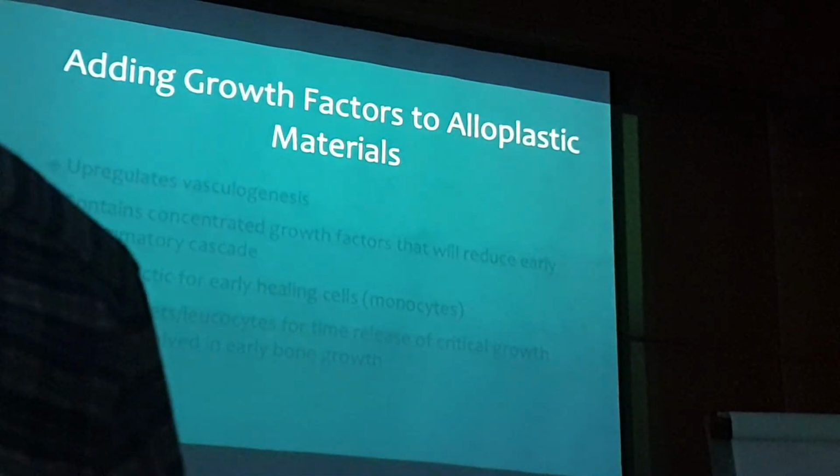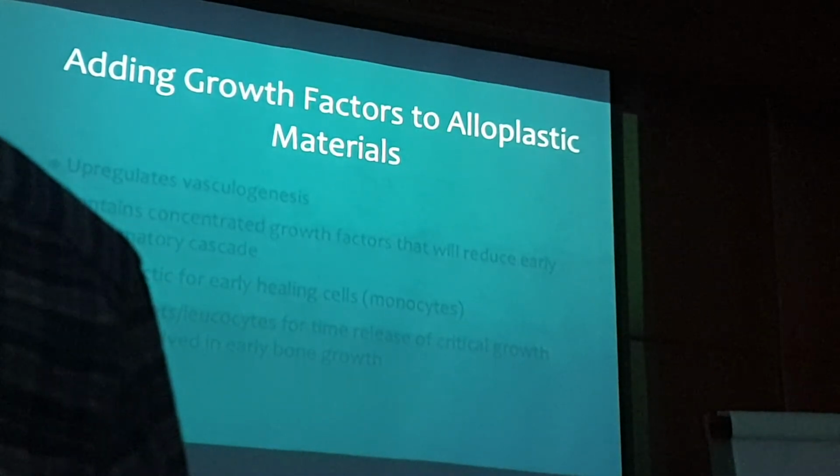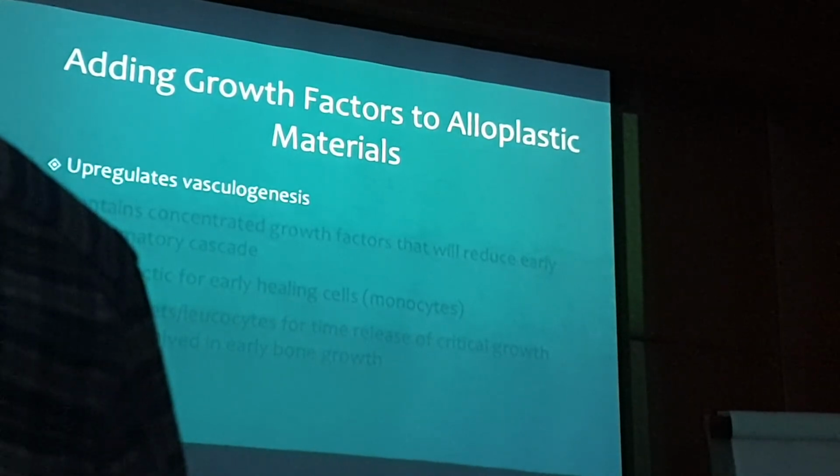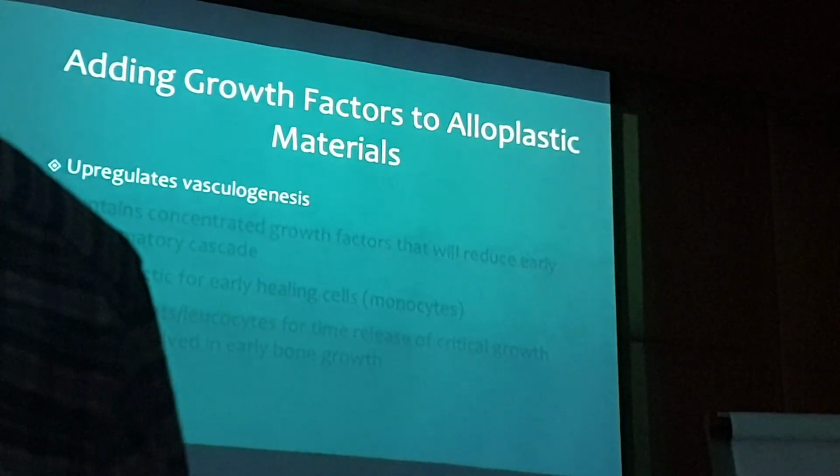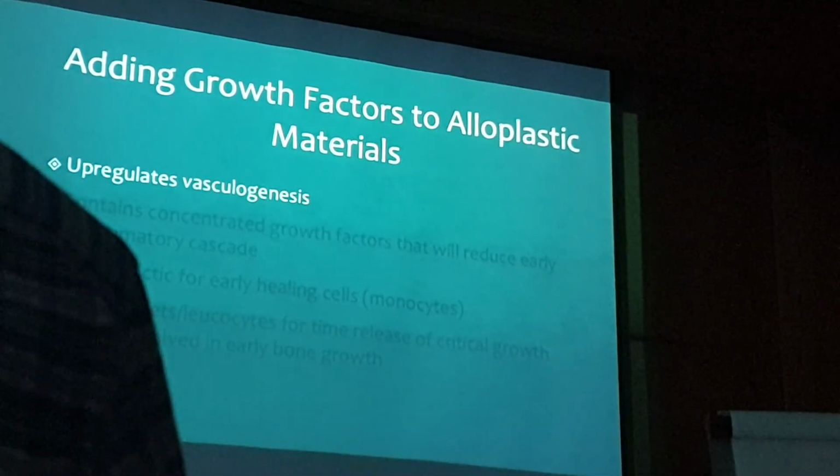So when we add growth factors to alloplastic materials or allograft materials, I don't care what it is, it upregulates vasculogenesis. How does it do that? Why would these materials upregulate the development of a new rudimentary blood supply? Very simple. There's one particular growth factor. It's called vascular endothelial growth factor. You've probably heard the expression VEGF.